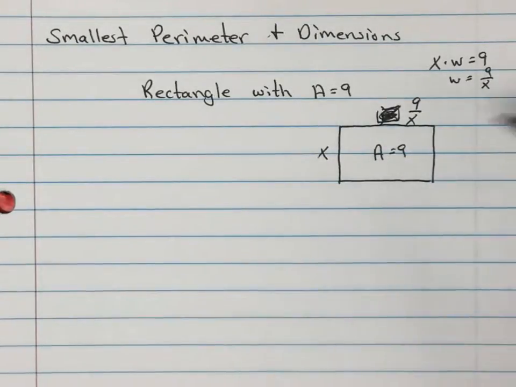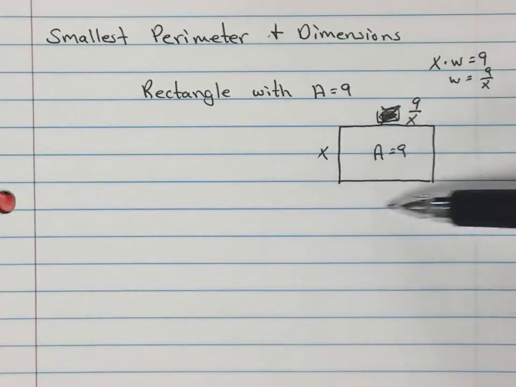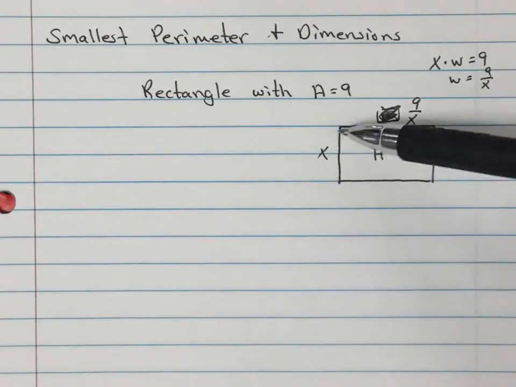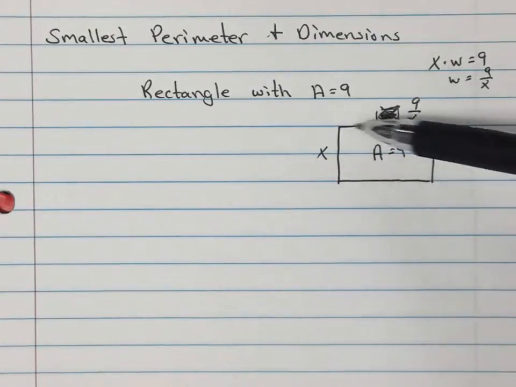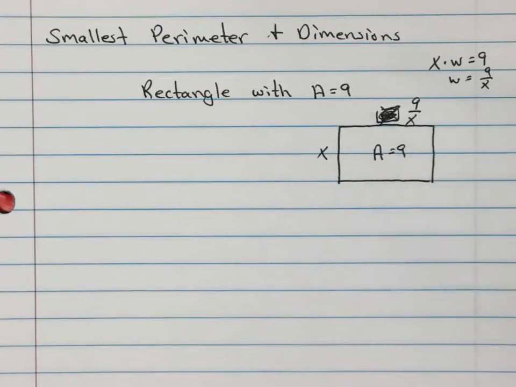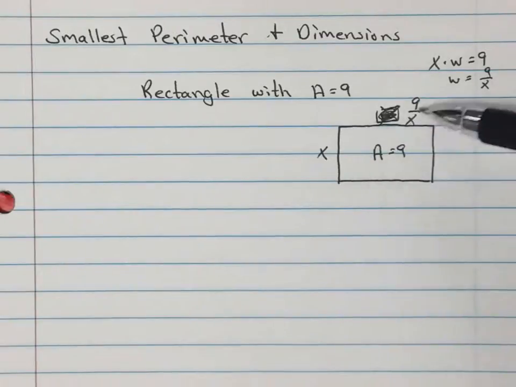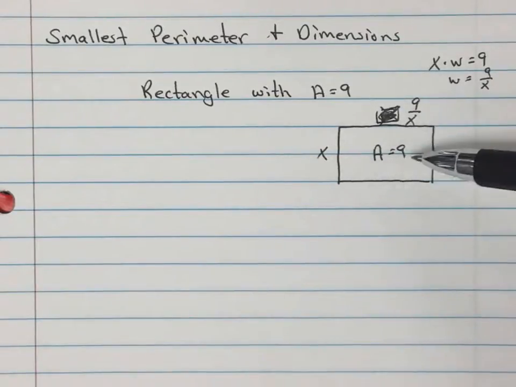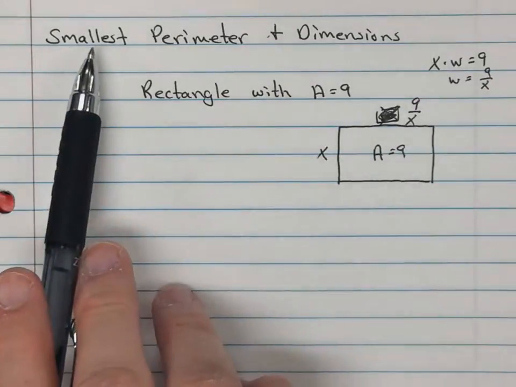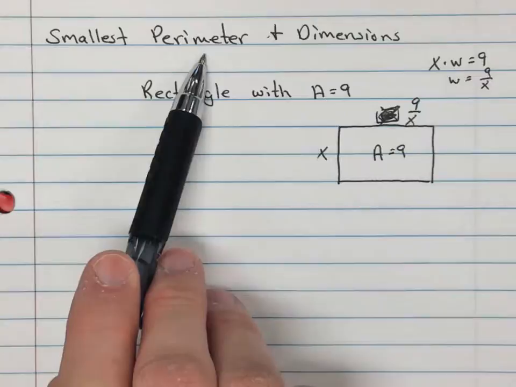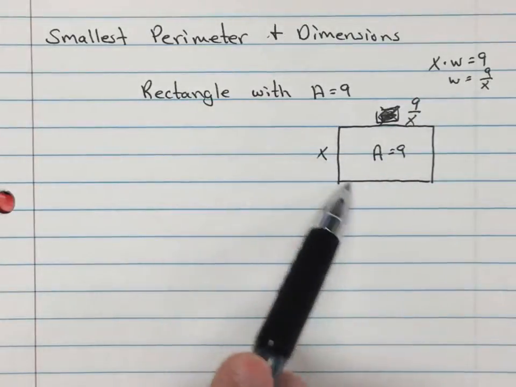So I've got this rectangle now that's got a side length of x and another side length of 9 divided by x, and you can check that. The area should be 9. If you multiply x times 9 over x, the x's cancel, leaves you with 9. So it checks out. So here's my rectangle, and it says I want the smallest perimeter possible. I want to somehow minimize perimeter.